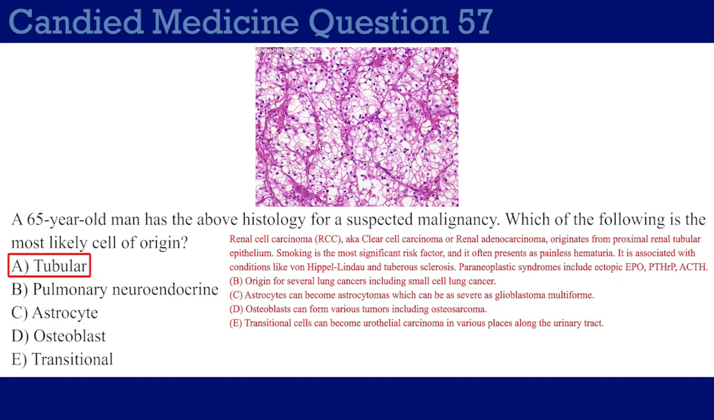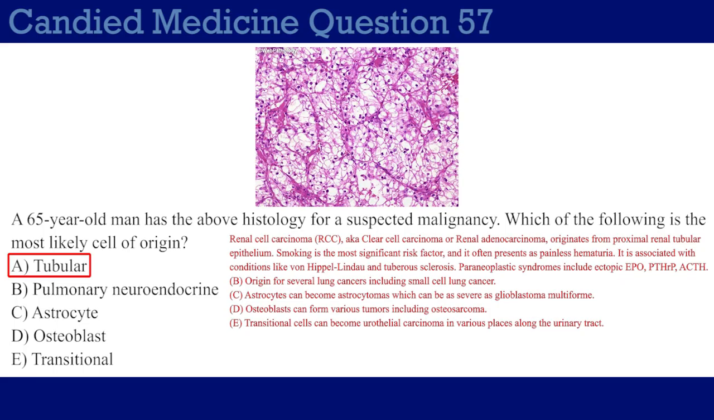Choice D, osteoblast, which once again, this can form all kinds of different tumors, including osteosarcoma. I mean, osteosarcoma, I guess you can think about the sunburst appearance on X-ray, associated with teens. Retinoblastoma can also be in the elderly if they have Paget disease of bone. Choice E, transitional. Transitional cells can become urothelial carcinoma in various places along the urinary tract, so bladder cancer, cancer of the ureter. Technically, the renal pelvis probably also is transitional cell carcinoma, but I don't think I've ever seen that.